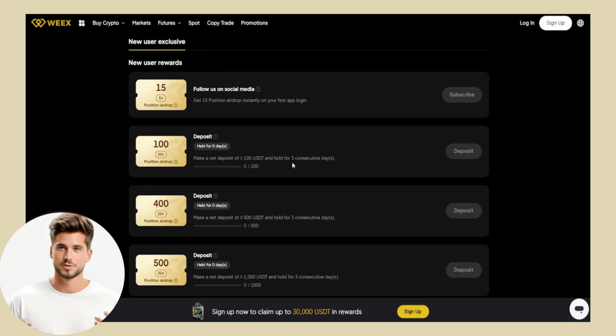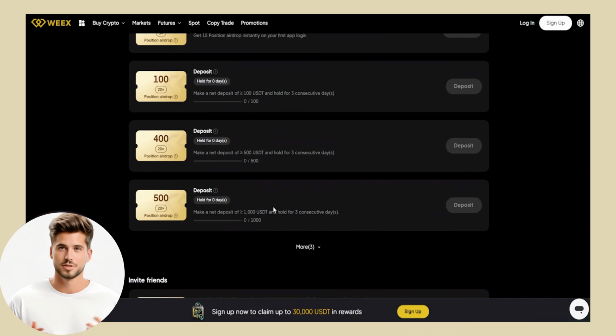So these are something that you can really benefit from. And we actually have 3 more, which just goes from 3000 to 6000 to 10000, and you just have to hold for 3 days, and you get 4000. And that is the maximum position airdrop. You can use the position airdrop to open a futures position with specified leverage and direction for free. Profits can be withdrawn. No limitation on the profits.